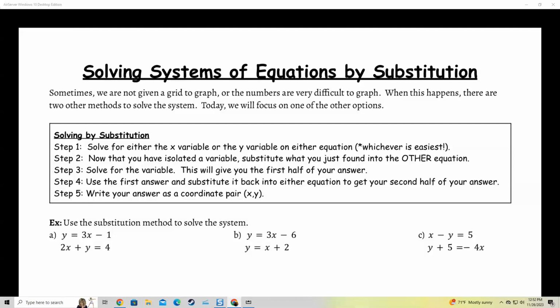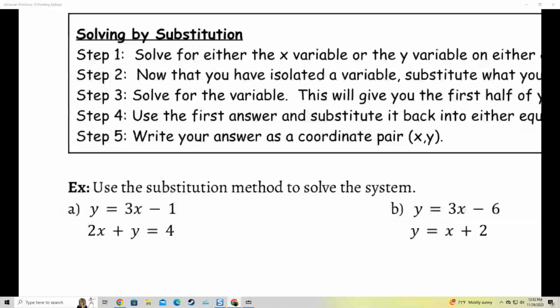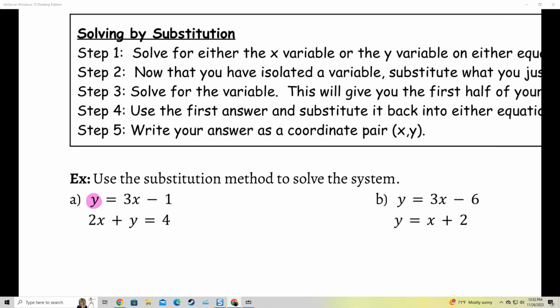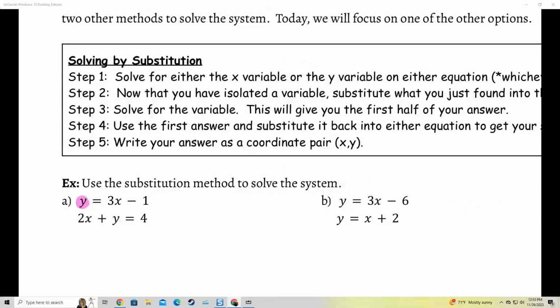So step number 1, we're going to get one of the variables by itself, either x equals or y equals. That's our first step. Check this out: in this case, I already have one of them by itself. I already have this y completely by itself. It says y equals something. So step number 1 is done. I've already solved for one of the variables. In this case, I solved for y.